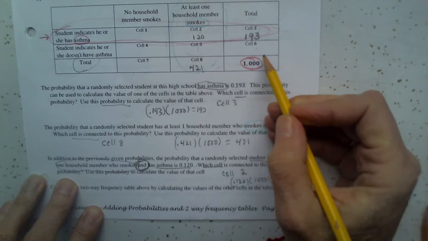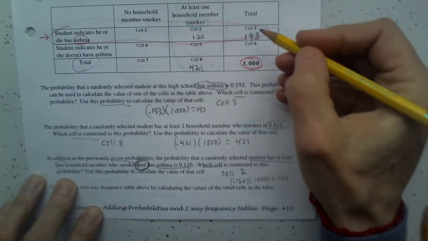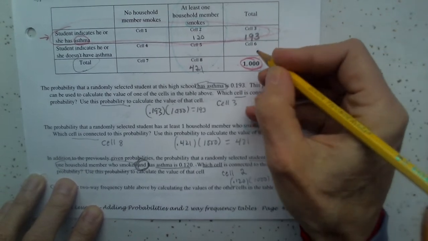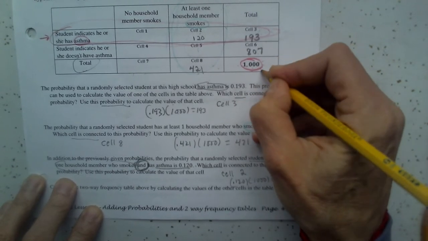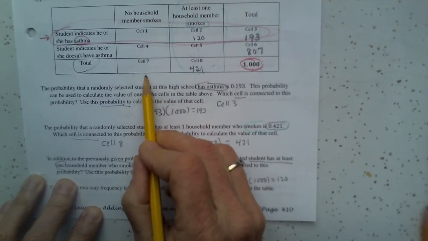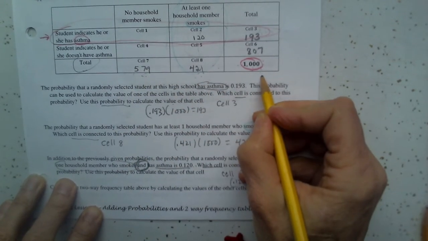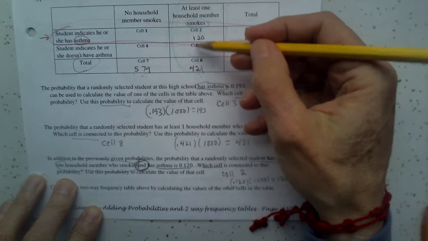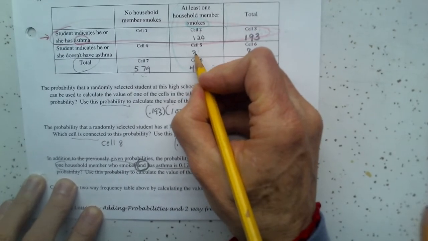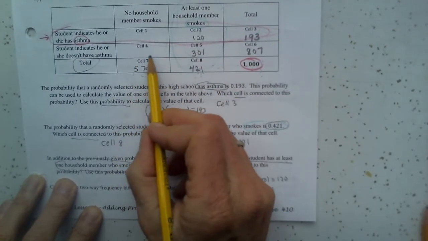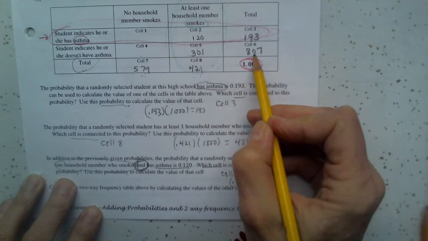So let's start filling out some of these pieces of information. So you're going to have 193 plus what is 1,000? Well, 193 plus 807 is 1,000. Those add up to 1,000. 421 plus what? Plus 579. So those 2 add up to 1,000. Now we've got this column right here, 120 plus what is 421? 301. And now we have this row right here that we can add up. Cell 4 plus 301 equals 807.